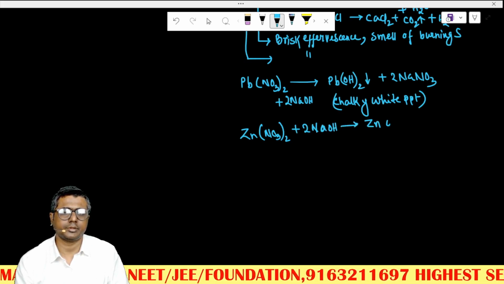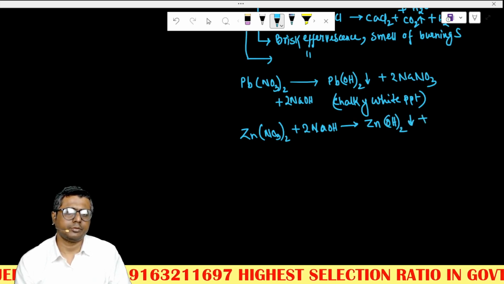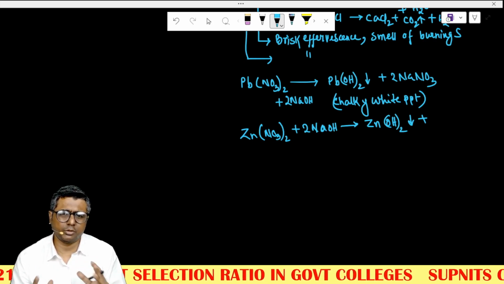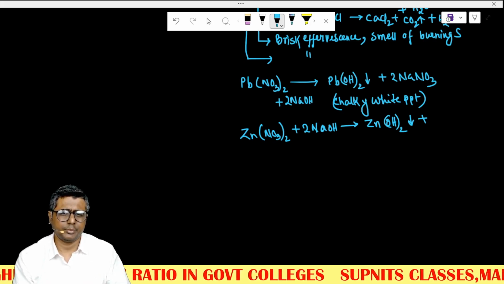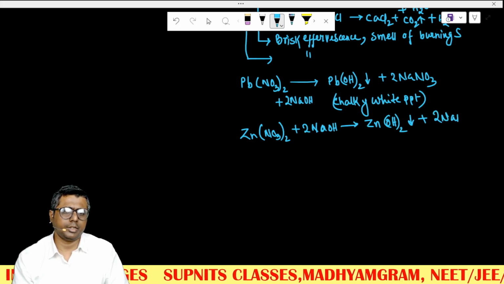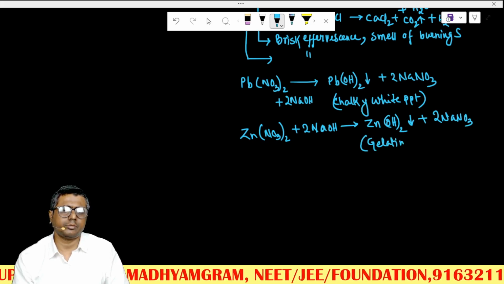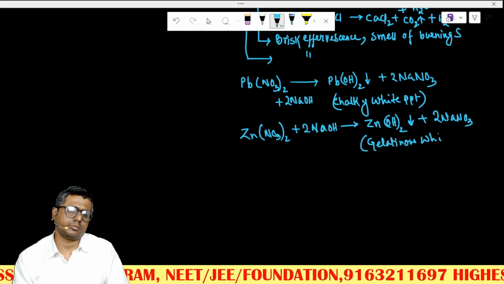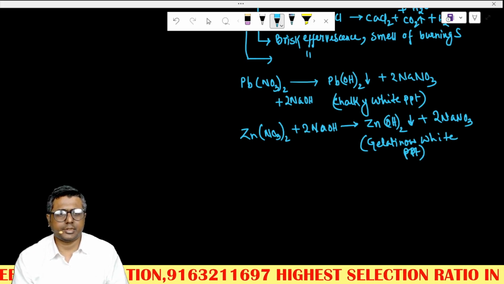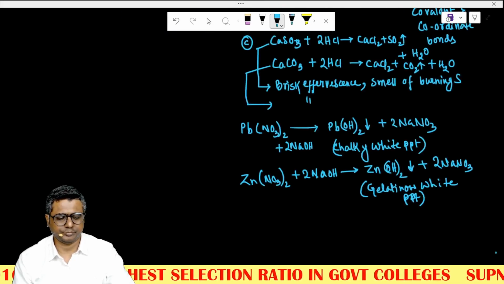So we'll do this. You please solve this paper along with me. It will help you go through and revise the whole syllabus. Mock papers help you revise the whole syllabus together, which is very important, because at the end of the day you have to keep the whole syllabus in mind. 2 NaNO3, this will be gelatinous white PPT, correct? So with this, the number 2 question is done, and we'll go for number 3.